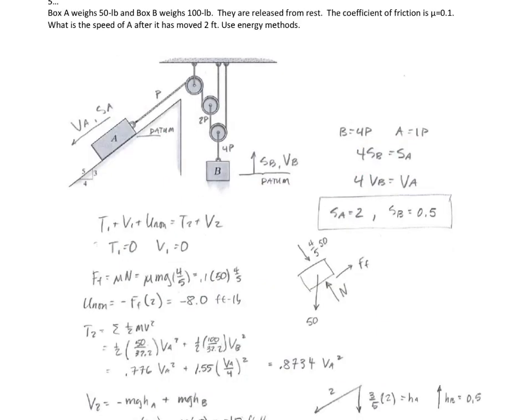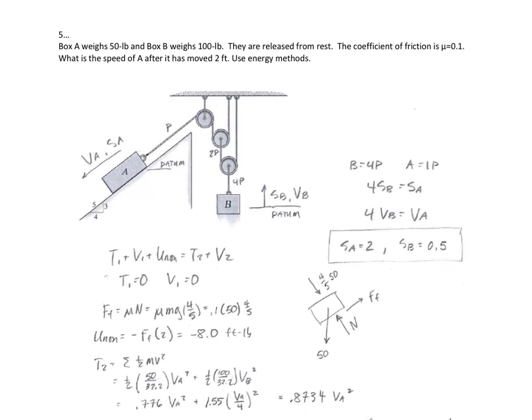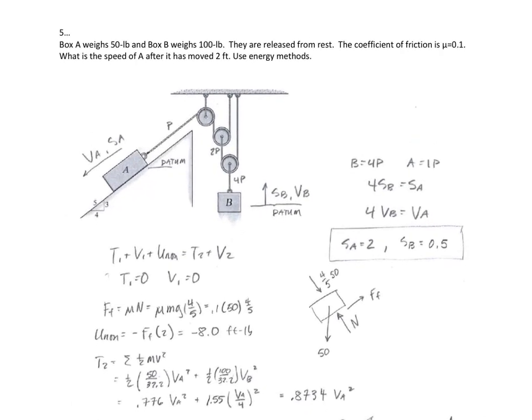This is probably the most difficult problem. This is an energy problem with some friction. And so we'll start with the energy equation. I put the datum at the beginning of the problem for both particles. There is some friction. I'm assuming that it's going down this way and that the friction force is going this way. The only work is the friction force.